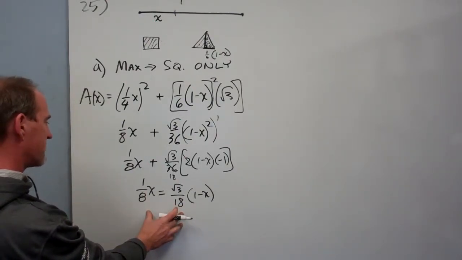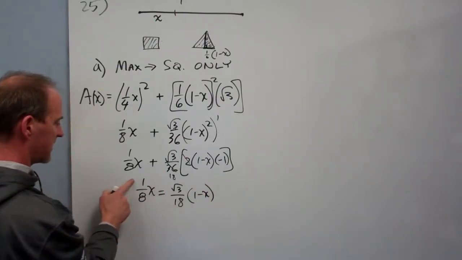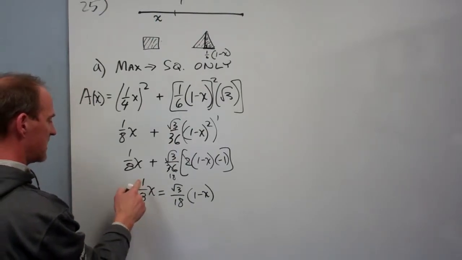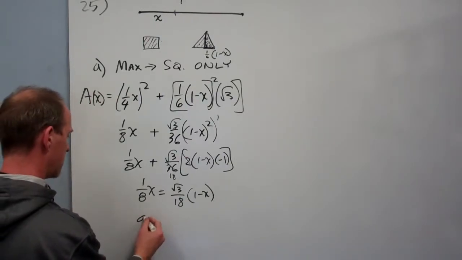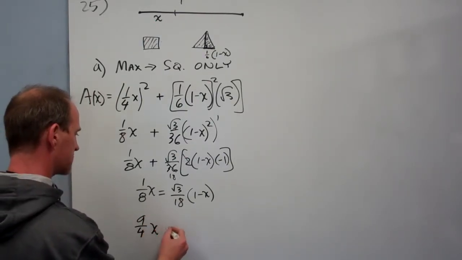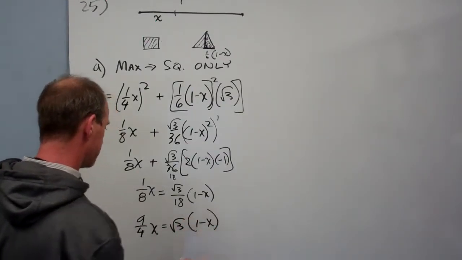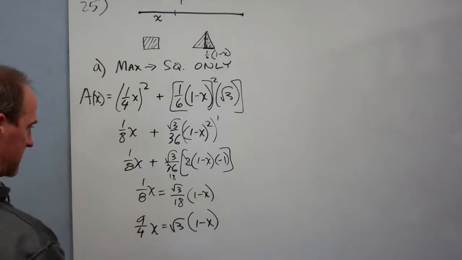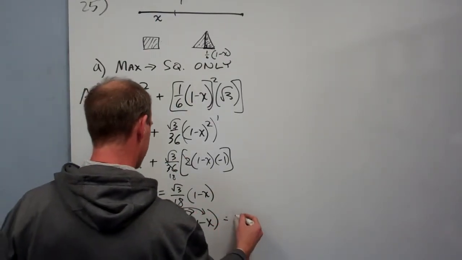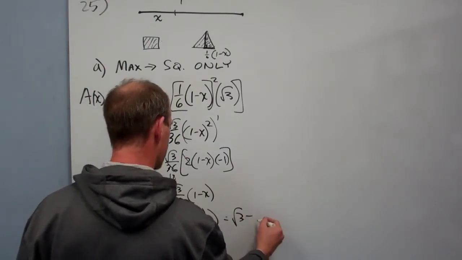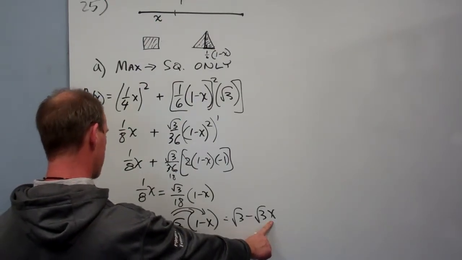So I guess if I multiply everything by 18, I'll get 18 over 8, which is 9 over 4. So 9 over 4 x equals radical 3 times 1 minus x. And then I'm just going to distribute, and that's going to give me radical 3 minus radical 3 x. So I want to get my x's in one place.